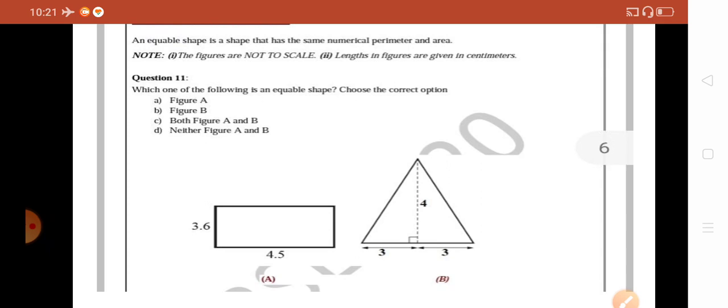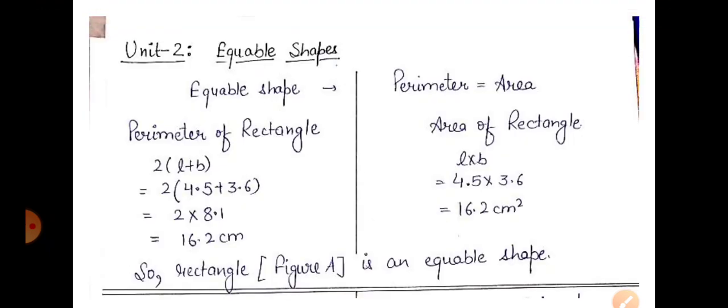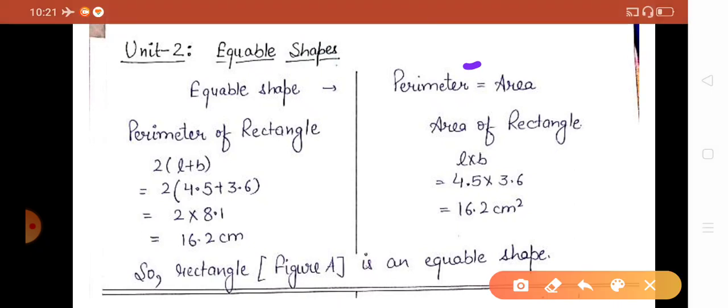So the solution for this question is, first of all, equable shapes are the shapes which have the same perimeter and area. That means perimeter of the shape is equal to area of the shape. So the first shape is a rectangle. For the first shape, the perimeter of the rectangle, as we know the formula, is 2 into (L plus B). The value of length is given as 4.5 centimeter and the value of breadth is given as 3.6 centimeter. So after putting the values, we will get the perimeter of the rectangle as 16.2 centimeter. This is the perimeter of the rectangle.